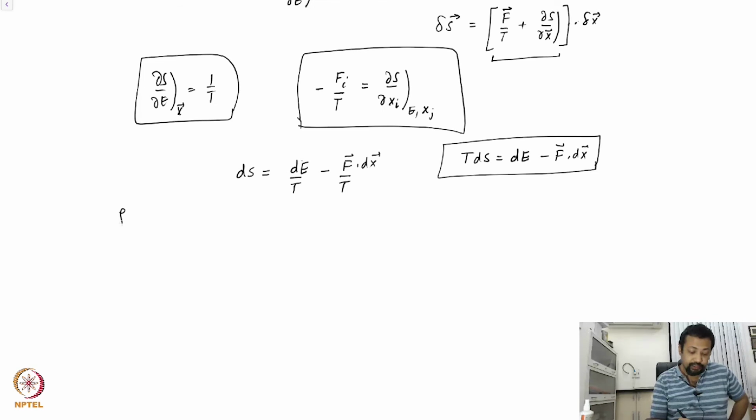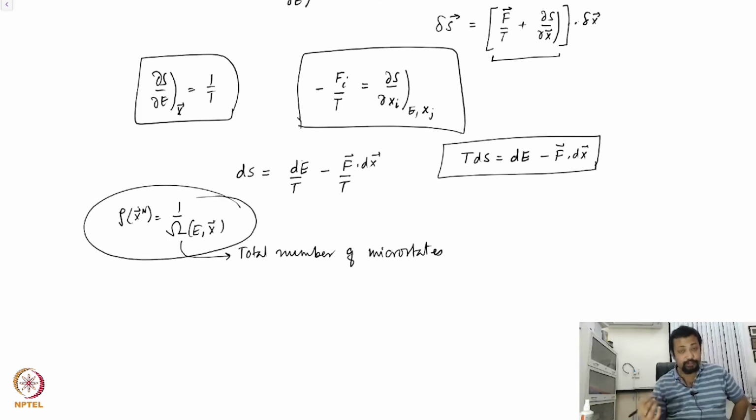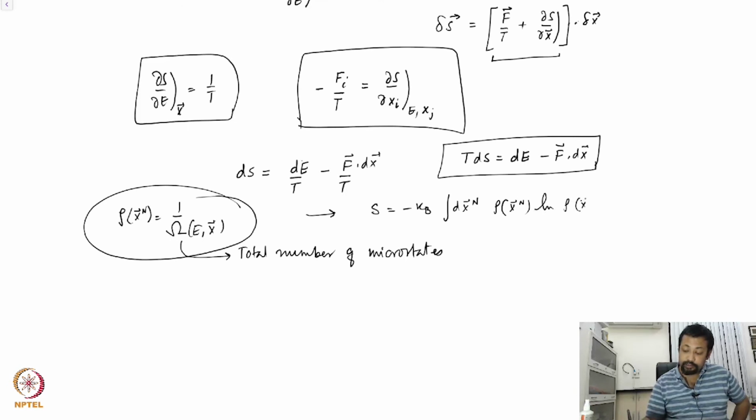So in summary, we started off with a probability density which we said was 1 over omega of E comma x, where this we said is the total number of microstates, and using this expression for rho, we constructed the entropy as minus k_B integral dx_n rho of x_n ln rho of x_n divided by C_N, so that substituting for this becomes k_B ln omega of E comma x divided by C_N.